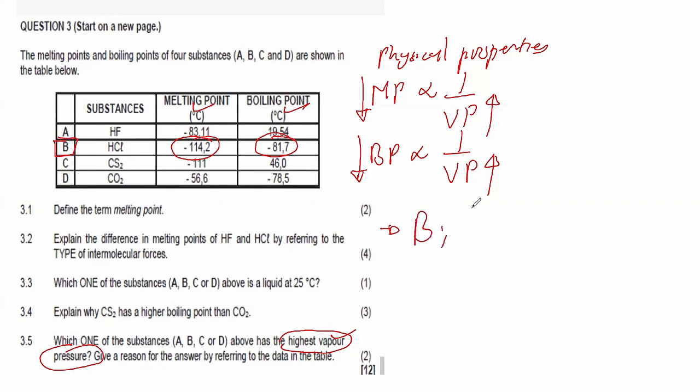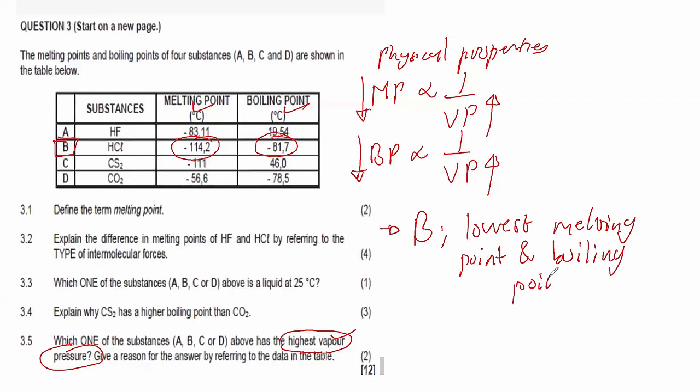So it's compound B. And then to give a reason for that, it's because it is the one with the lowest melting point and boiling point. So that means it is the one with the highest vapor pressure. So that's how you go about answering this question, guys.